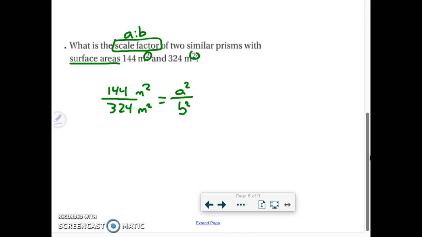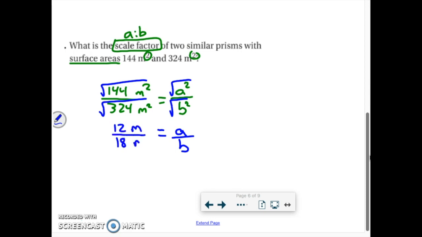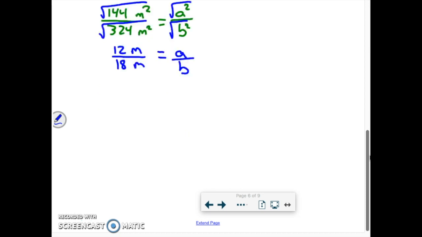So the way we can cancel out the a squared and get a, and the b squared and get b, is to take the square root. So if I take the square root on the right, I'm going to take the square root on the left, and I'm going to get the square root of 144, which is 12 meters, square root of 324, which is 18 meters, and then this answer would be good. We're just going to simplify it a little bit. 12 to 18 would simplify down to 2 to 3. Remember, we want that scale factor completely simplified.